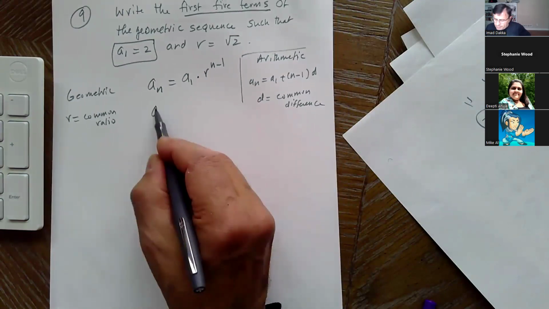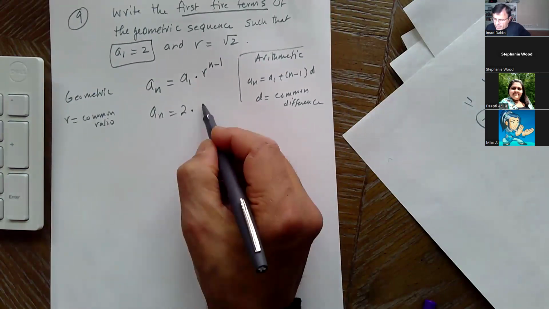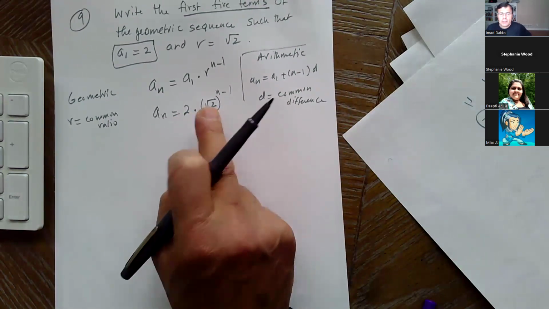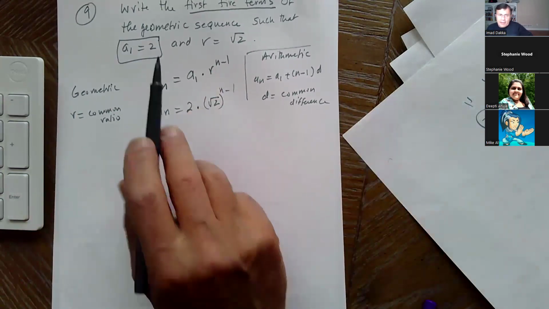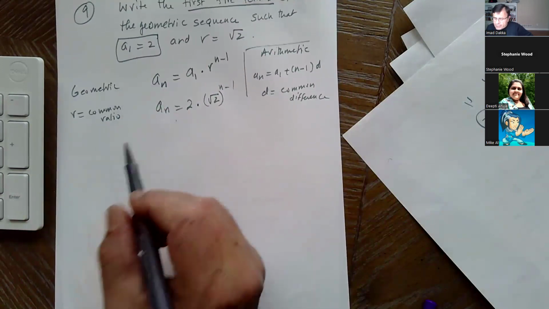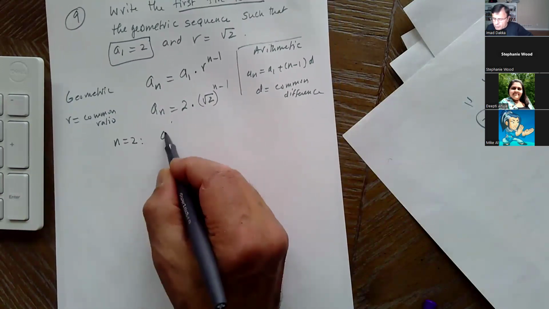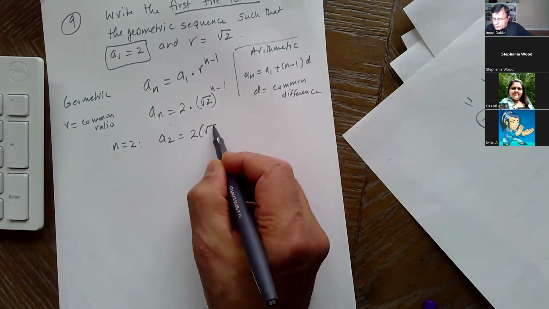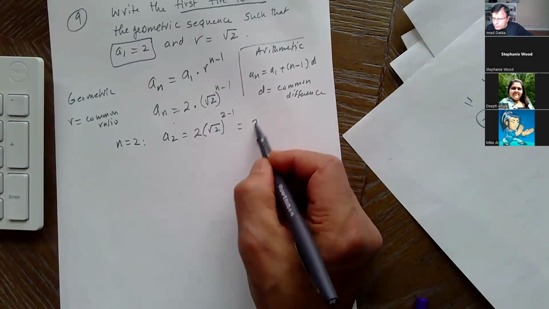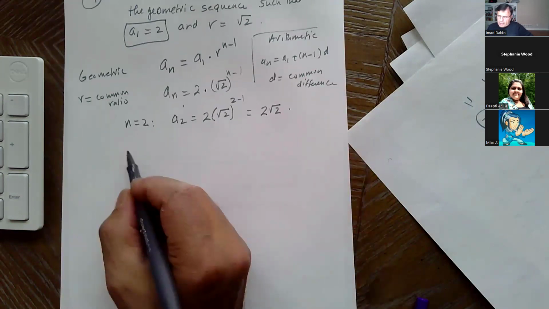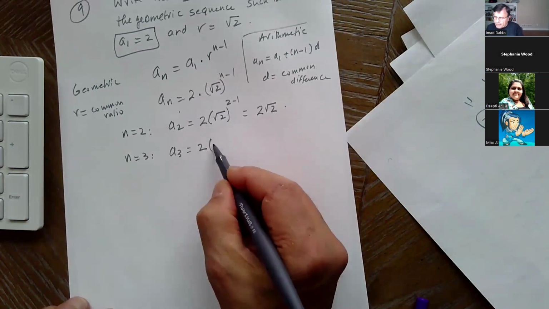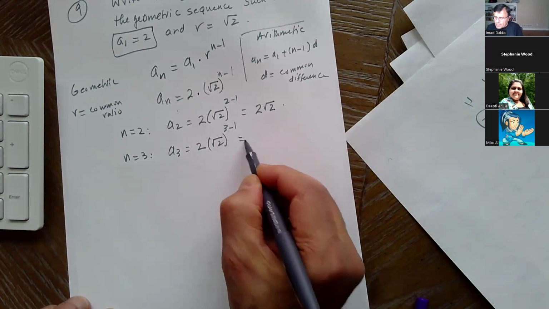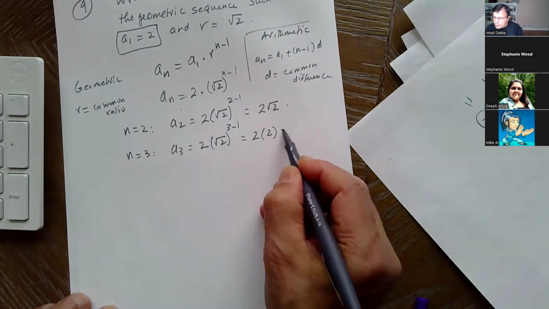So we're given a1, which is 2. We're given the common ratio. It's like having f of x equals 2 times square root of 2 to the power x minus 1. Same concept. So we already have a1, so we don't need a1, we need a2, so we're going to make n equal 2. So a2 would be 2 times root 2 to the 2 minus 1, which is 2 root 2. And then n equal 3, a3, you plug 3 in there. So root 2 squared, which is 2, 2 times 2 is 4.